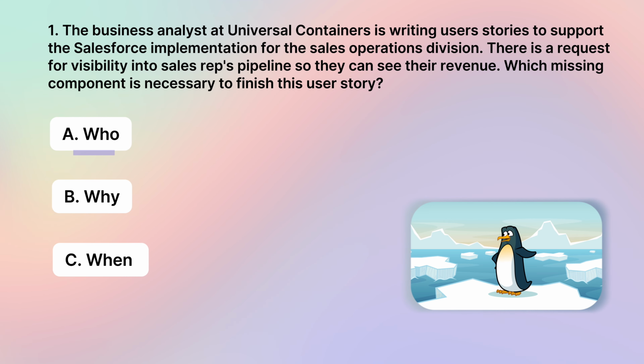Option B. Why is not necessary in this case, as the user story already provides the reason for the request, which is for the sales operations division to see their revenue. Option C. When is not crucial to completing the user story, as it does not specify a time frame or deadline for the implementation. It may be important to have this information for project planning purposes, but is not necessary to finish the user story itself.